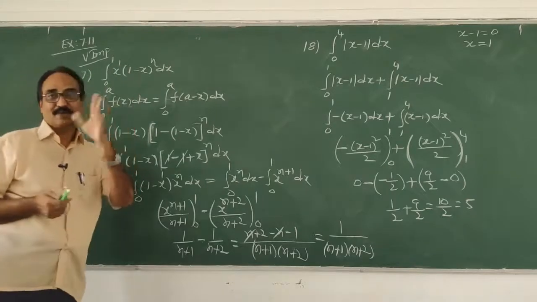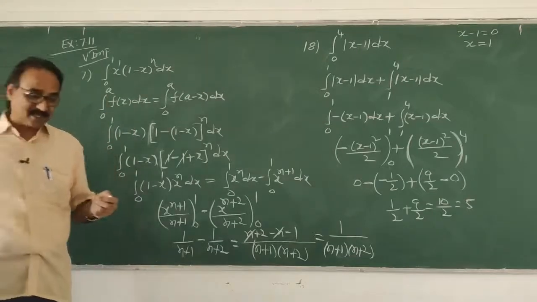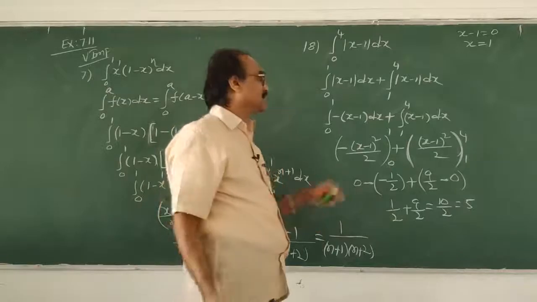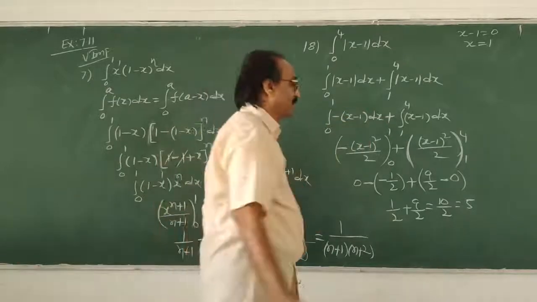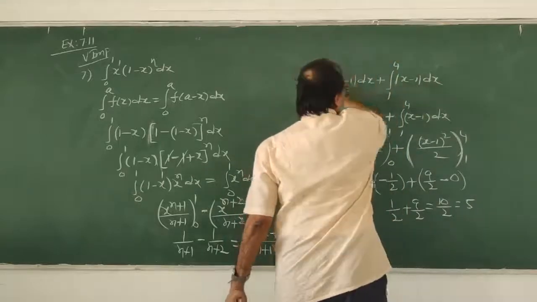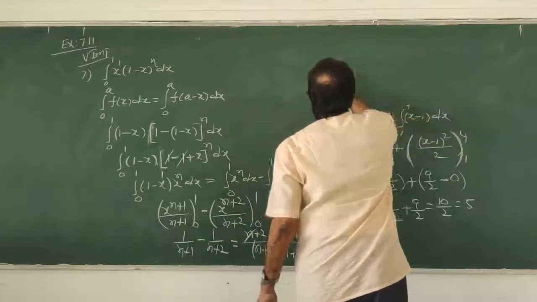So far, we have applied only one property: integral 0 to a f of x dx is equal to integral 0 to a f of (a minus x) dx. In modulus, that is very common, how we did it. We need not have any property directly. A to, that property is there. What is that property? A to b.